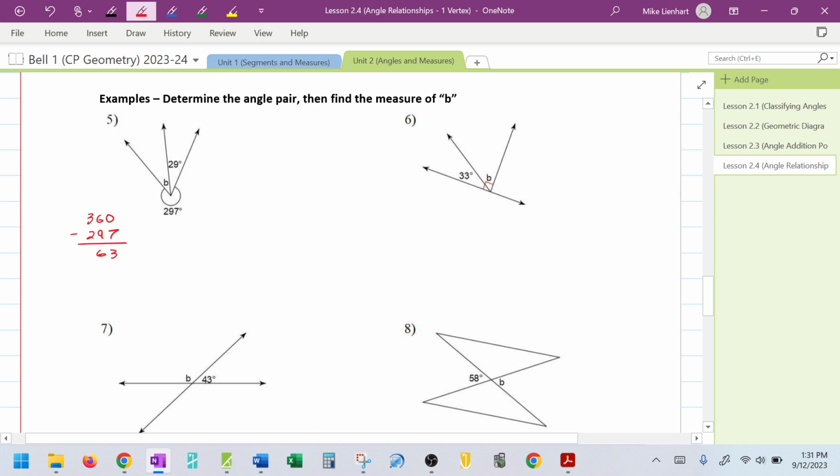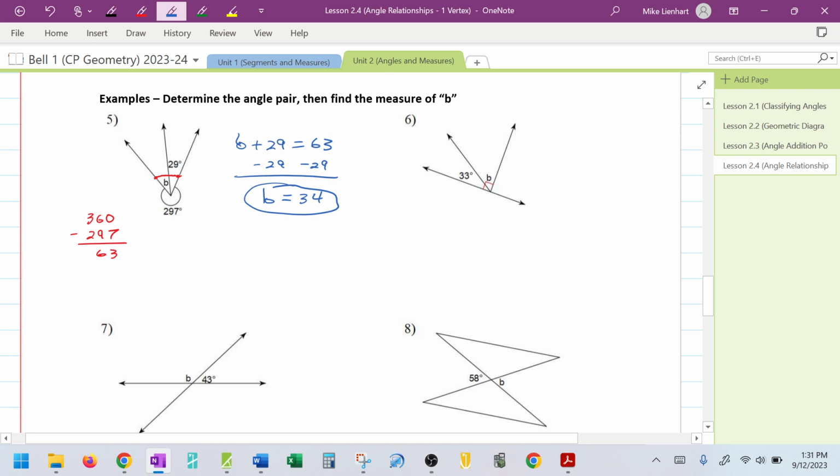That's how far it is from here to here. Okay? I know that those two angles now represent that scenario of angle addition. I know that B plus 29 has to equal 63, and if I subtract 29 from both sides, I find that B is equal to 34.